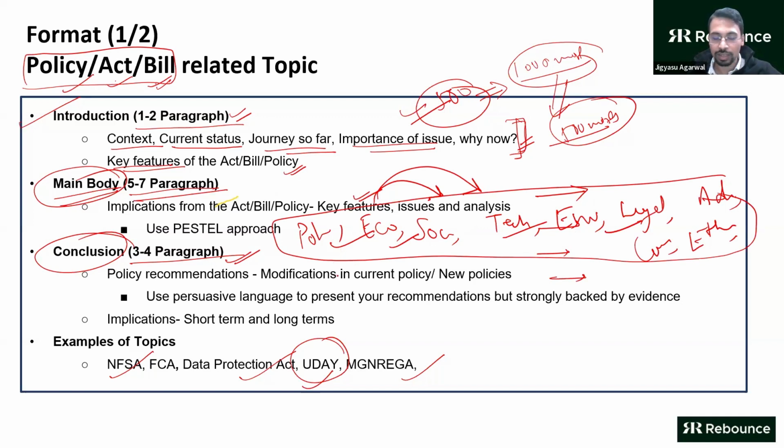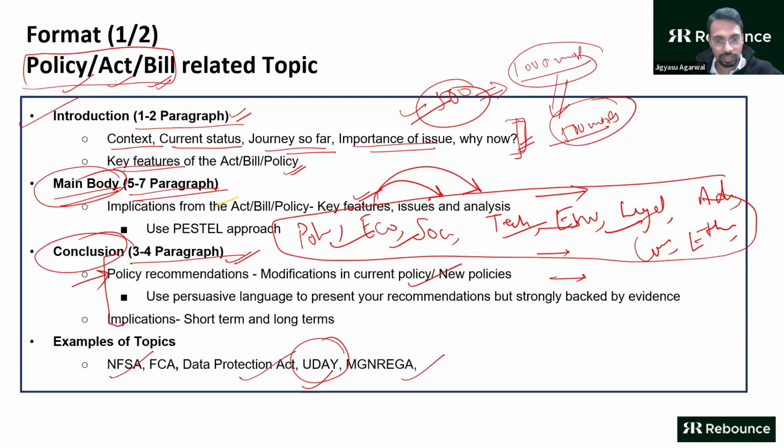Whenever you are doing so, ensure that in one paragraph, your opinion and analysis is backed by something. That can be data, that can be an example, it can be anything, but it is backed by something. It is not just something hanging in the air. Then the conclusion, 3 to 4 paragraphs, where you provide the policy recommendation.